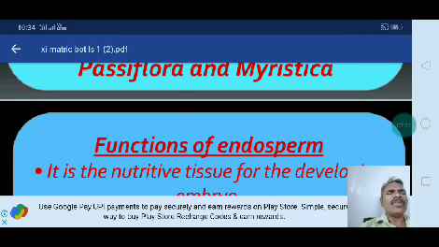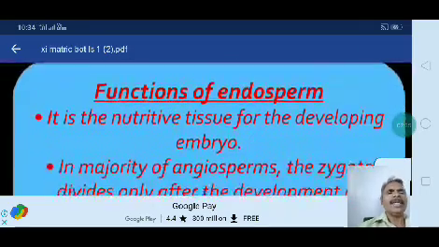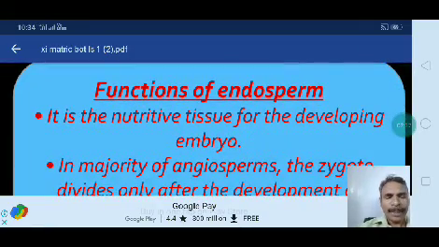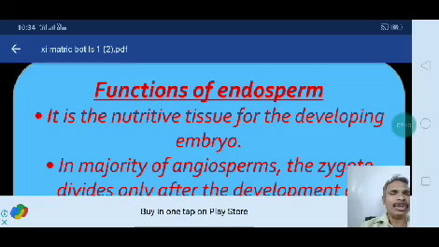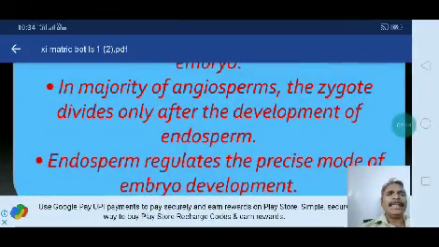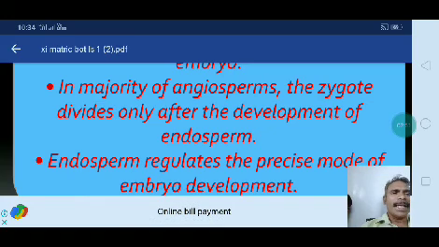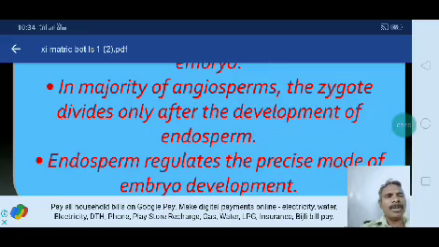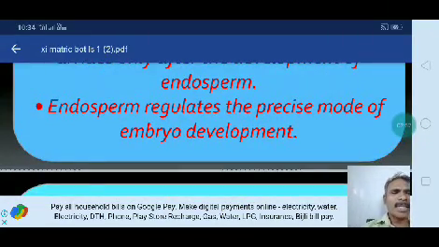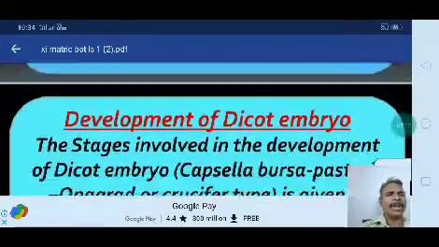The next one: what are the functions of endosperm? It is a nutritive tissue for the developing embryo. It gives nutritive value to the developing embryo. In the majority of angiosperms, the zygote divides only after the development of endosperm. Endosperm regulates the precise mode of embryo development.